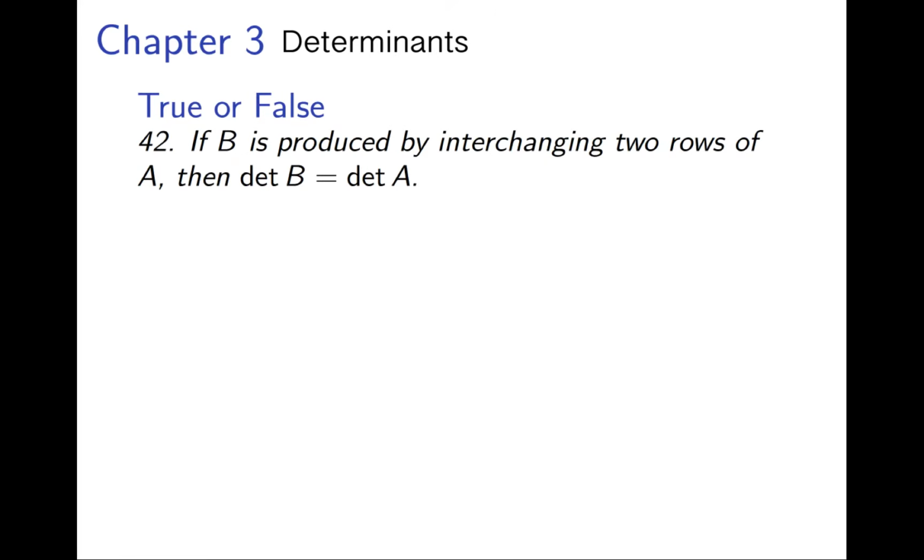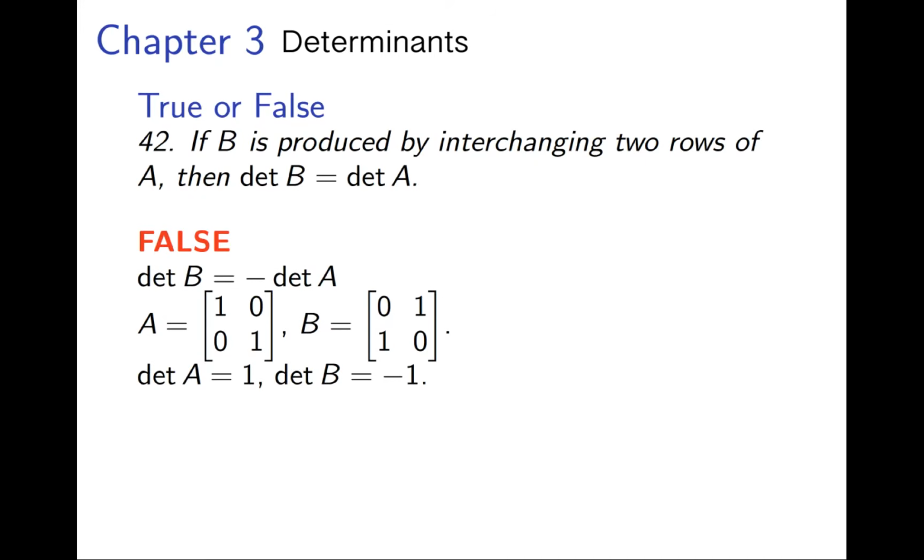Number 42. If B is produced by interchanging 2 rows of A, then the determinant of B is equal to the determinant of A. Again, this one's false. And the best way to show it is just take any matrix and show it's false for that matrix. So we'll take A to be the identity matrix. You switch two rows. So B will be the matrix 0, 1, 1, 0. Well, the determinant of A is 1. The determinant of B is -1. Those aren't the same.